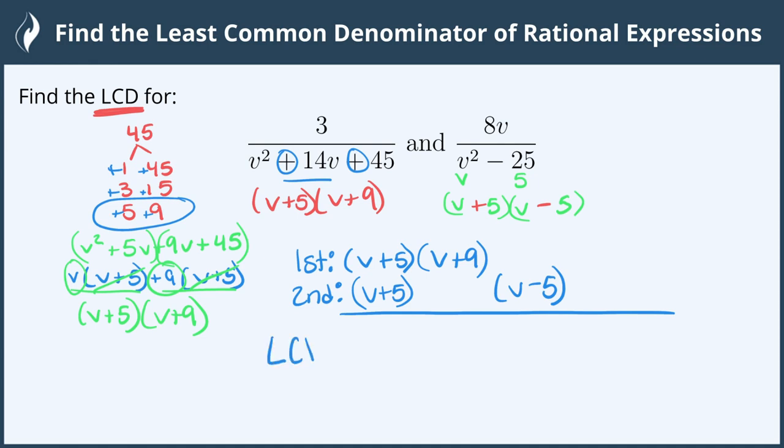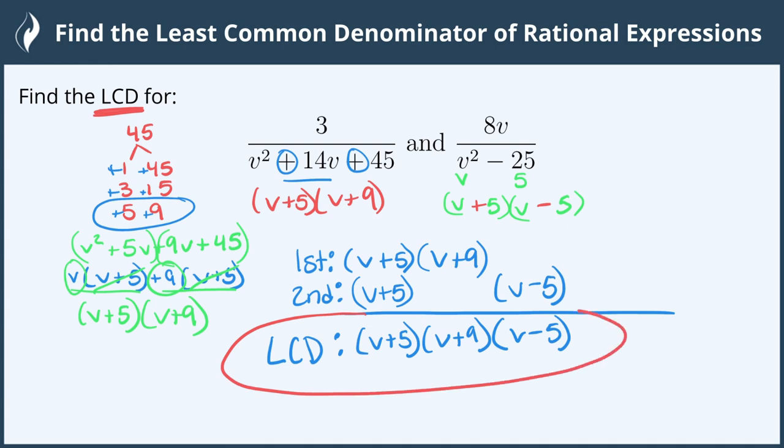So we're looking for the lowest common denominator. We have v plus 5 in common. We need a v plus 9. It's not in common, but we do need one of those. And we have a v minus 5, which is in common. So our lowest common denominator is all of those factors together, and we're all done.